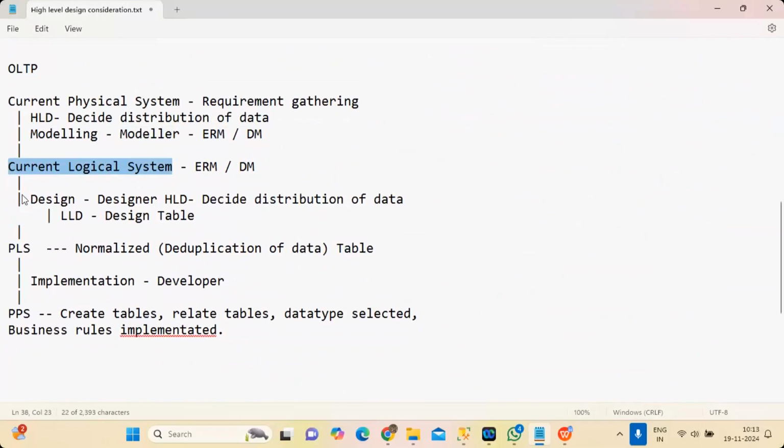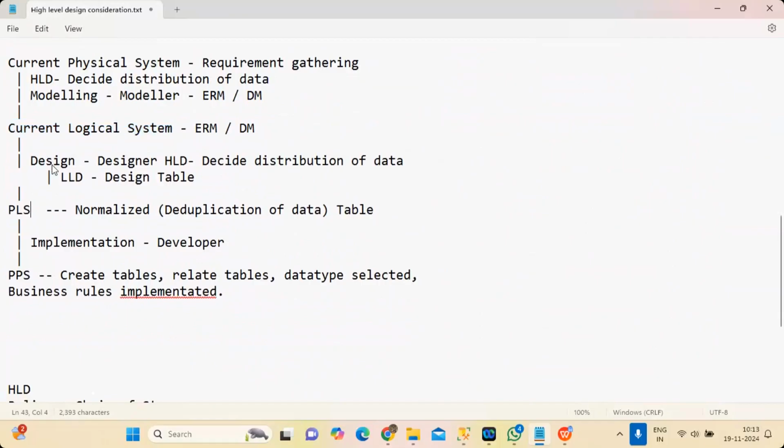Then you go to the next step: design. Design means, you have a cardboard house and you say, okay, the toilet is here right now, but I don't want it here. According to Vastu, or according to my convenience, I want the toilet in some other place. You can't directly modify the building, so you change the model and show the customer how it looks. Therefore, from the current logical system, which is nothing but the model, you design and create a proposed logical system, which will also be a model.